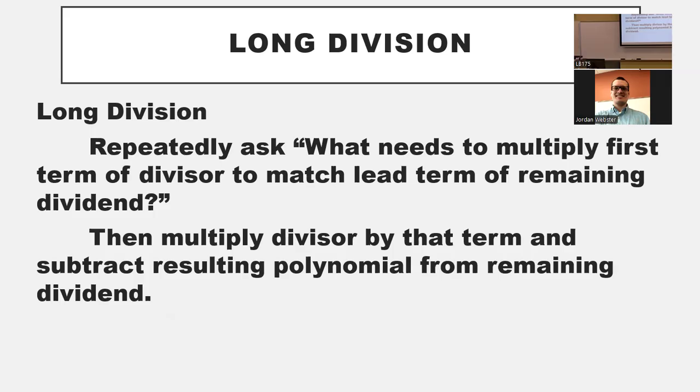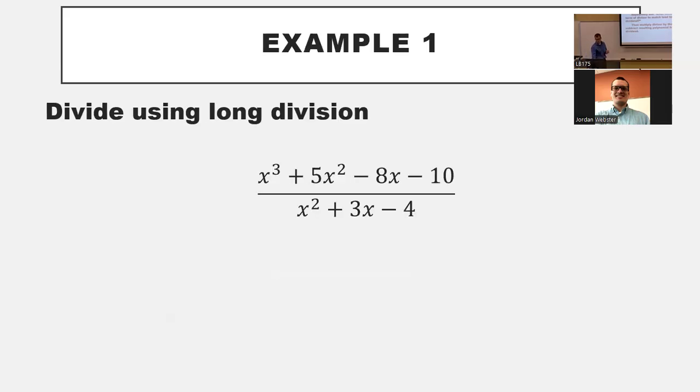What needs to multiply the first term of the divisor to match the leading term of the dividend? And then I multiply that divisor by that term, and then subtract the resulting polynomial from the remaining dividend. That's a mouthful. Many of you, I'm sure, have already seen long division by polynomials. So let's just go through an example.